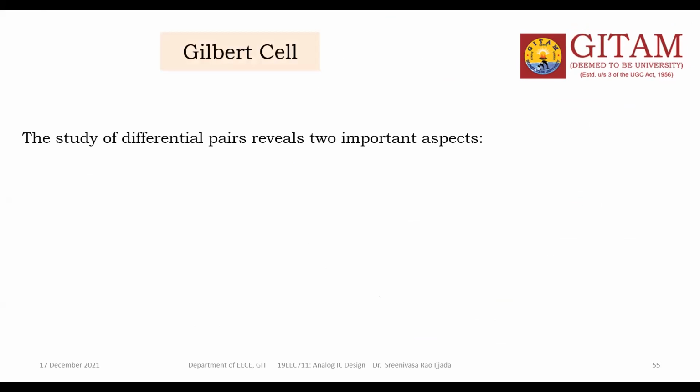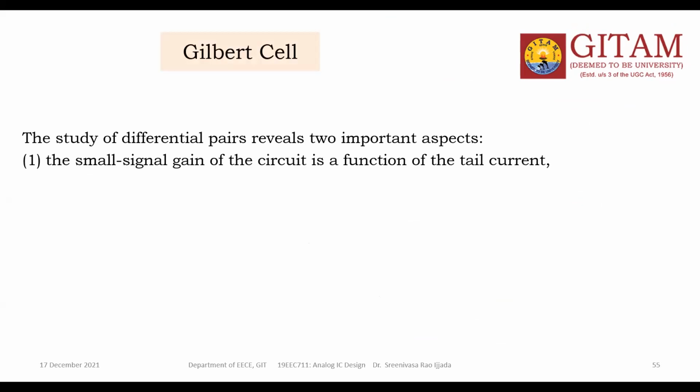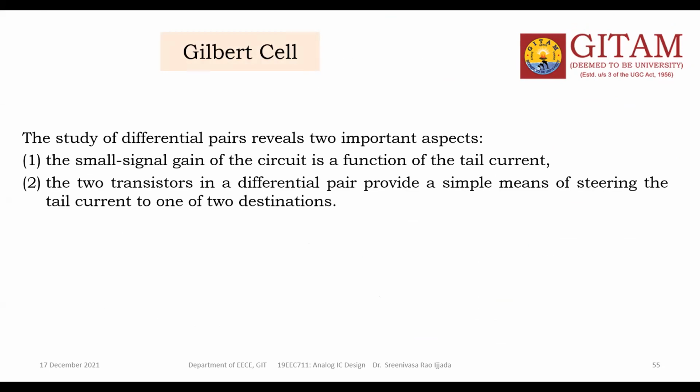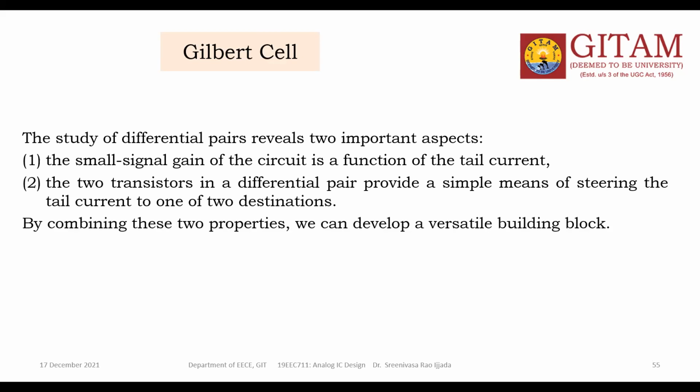So in the last class, we studied the Gilbert cell. What is the advantage of the Gilbert cell? Actually, it accommodates two advantages. One is that the small signal gain of the circuit is a function of the tail current, and the other is the differential pair. The tail current depends on the dimensions, that means how much current is steered by each branch. We need to combine these two things, and for that a topology is required. That topology is called the Gilbert cell.